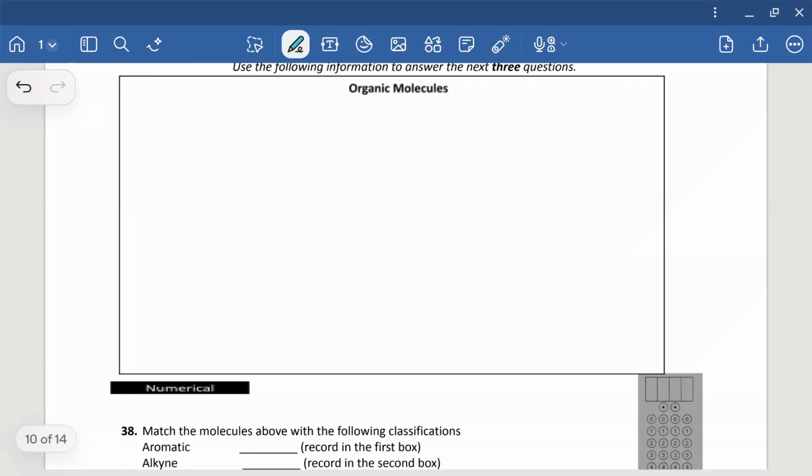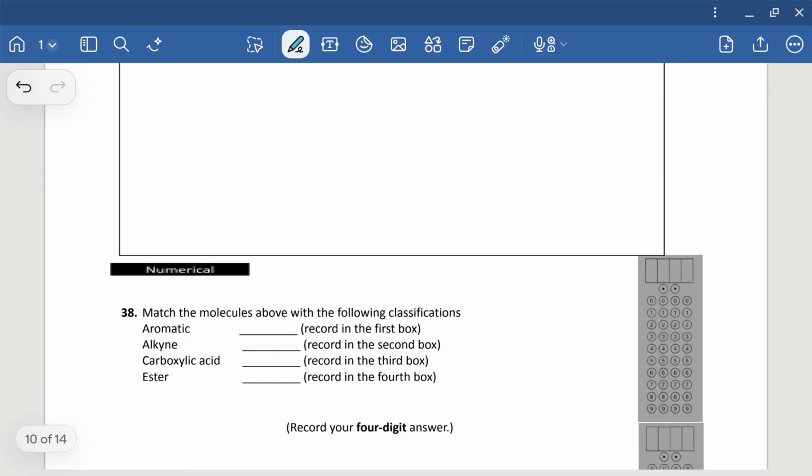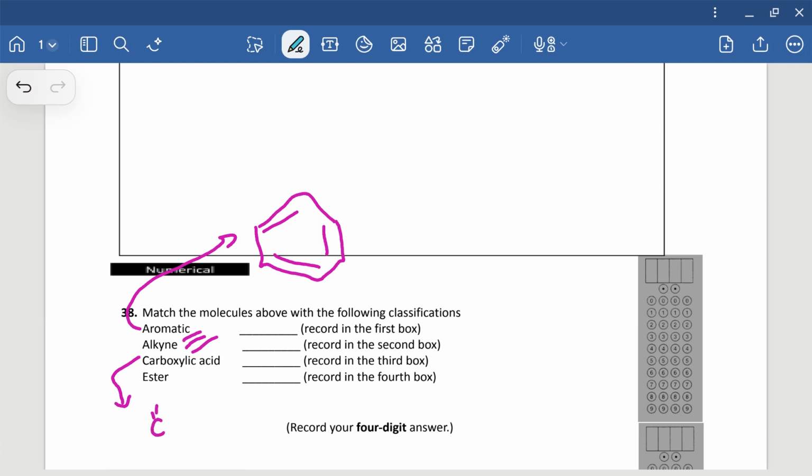Okay, so my molecules are not showing up once more. So just going through this, just understanding if you're aromatic, you need to see a benzene ring. That's one. If you're an alkyne kind, you have to see a triple bond. If you're a carboxylic acid, you would have to see your carbon double bonded to an oxygen, single bonded to an OH group, and then that carbon either is bonded to another hydrogen or a chain. An ester is similar to the carboxylic acid, except instead of having a hydrogen, it's connected to another chain.